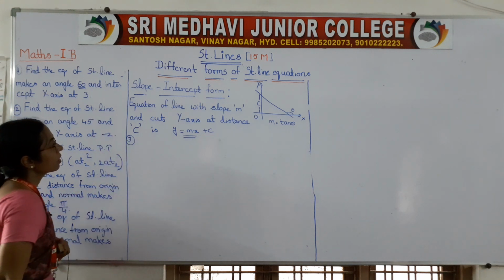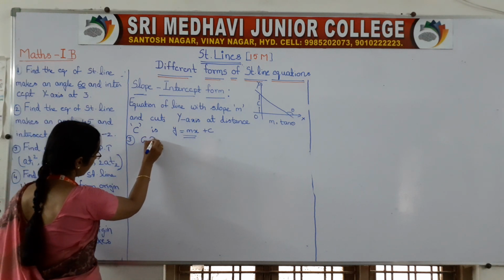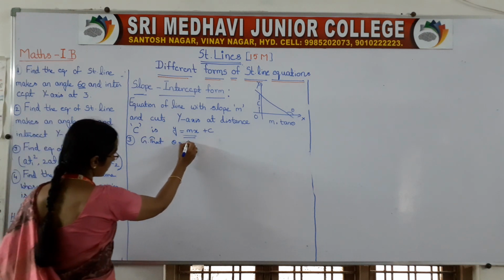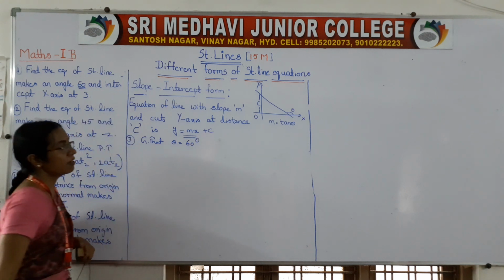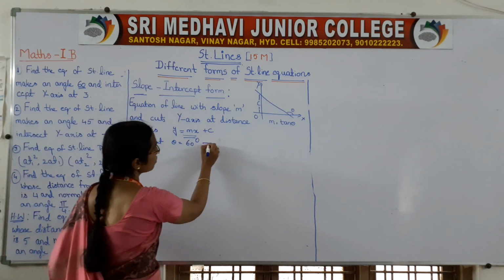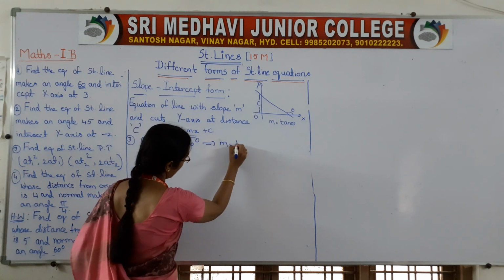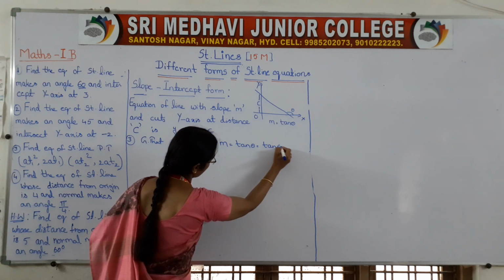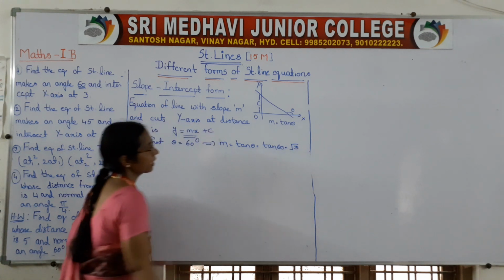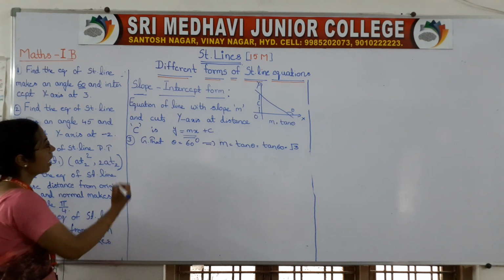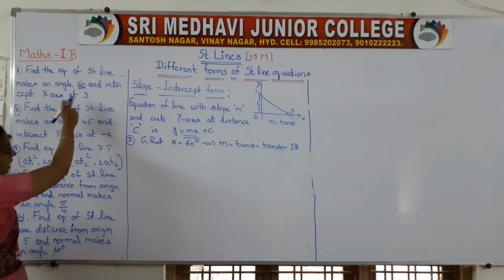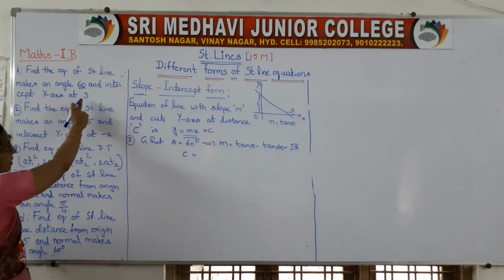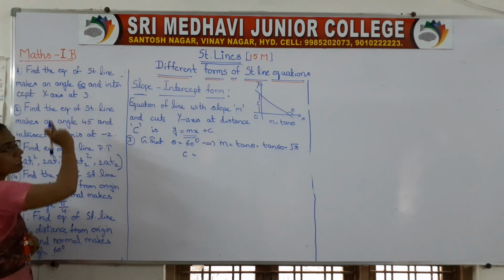What is the given information? Given that theta is equal to 60 degrees. Whenever the angle is given, we can find the slope by taking the formula m is equal to tan theta, which is tan 60. You know from trigonometry, tan 60 is equal to root 3. And it is given that the intercept with the y-axis is 3. It intersects the y-axis at 3.